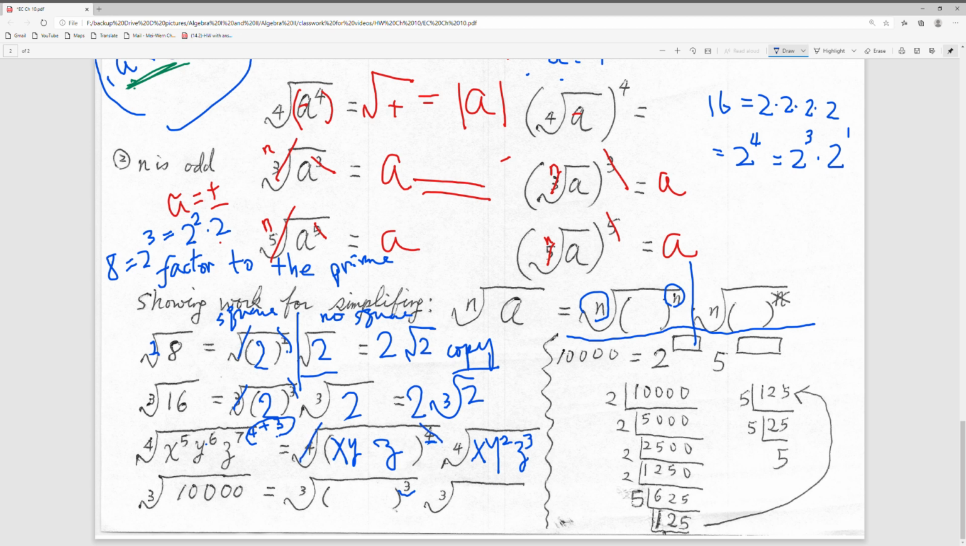So that's your answer. But remember, because you don't know whether x, y, z are positive or negative, after you cancel out, you need to put the absolute value. So that's the hard part. So when you cancel out the even degree and you don't know if x, y, z are positive or negative, then you better put the absolute value. And these are real numbers. 2 is already positive, obviously. You don't need to put the absolute value.